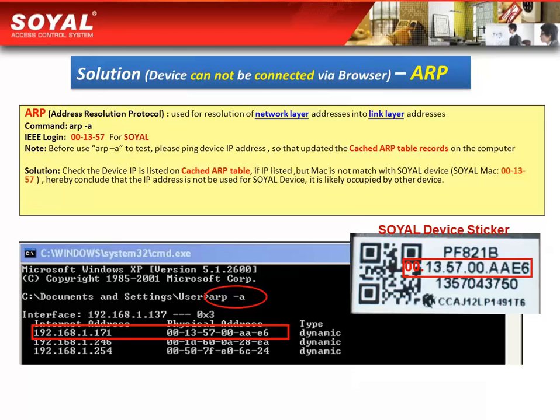If physical address shows 001357, it means IP is used by SOYAL device. If MAC is not matched with SOYAL device, but shows other numbers, hereby, we can conclude that the IP address is not used for SOYAL device. It is likely occupied by other device.